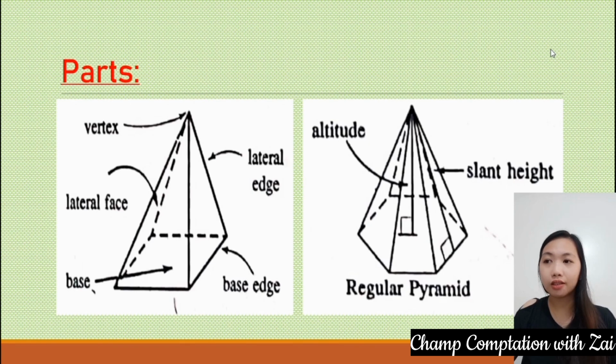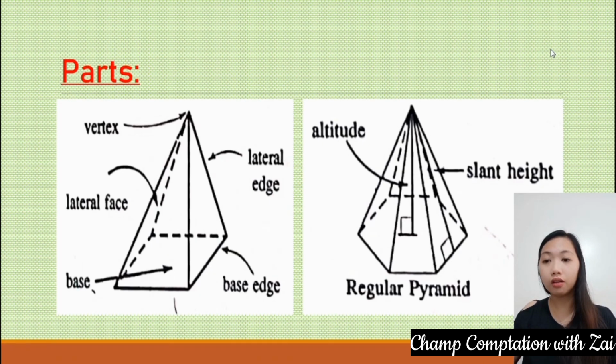So the parts of a pyramid we have here. The vertex is at the tip of the figure. We have the lateral face, the base at the bottom, the base edge, and the lateral edge. And of course, the altitude, or the height. With the pyramid, unlike the prism, we have what we call the slant height. The slant height is from the vertex down to the base edge, so it can be measured between the vertex and the base edge.